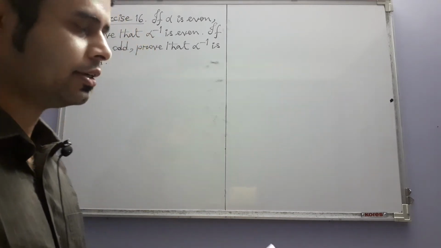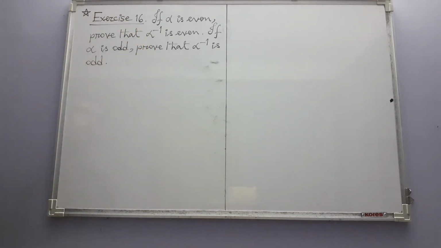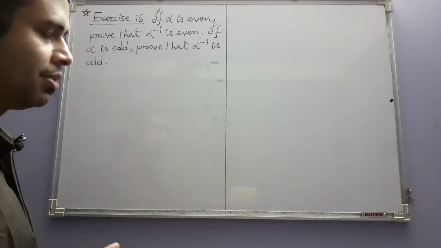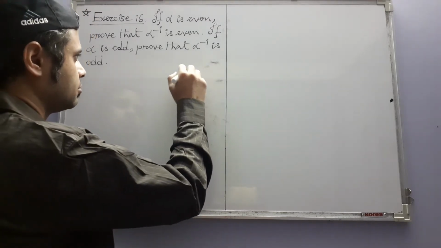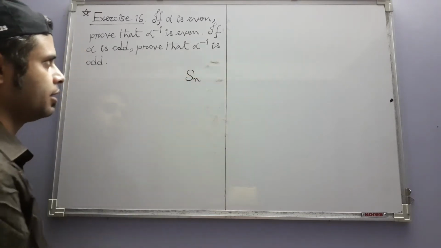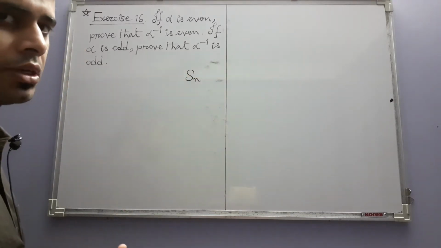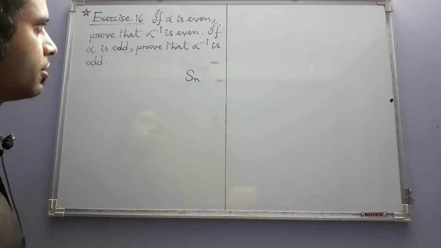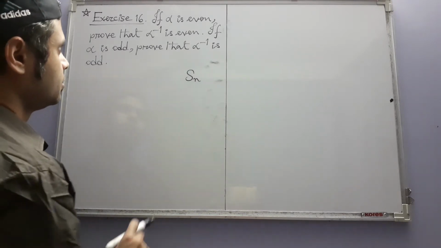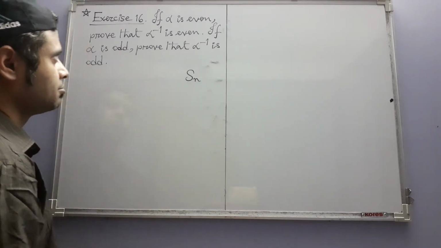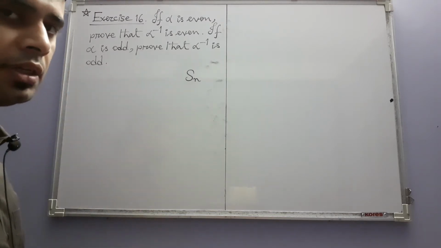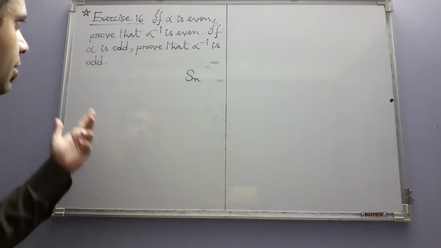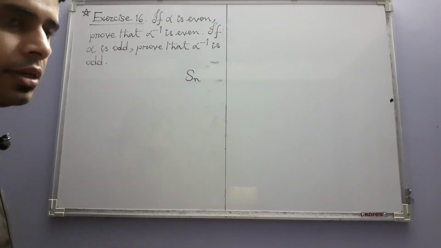Number 16. If alpha is an even permutation in the symmetric group of degree n, because we are solving exercises on permutation groups, then we have to prove that its inverse is also even, and like that, if alpha is odd, then so is its inverse.